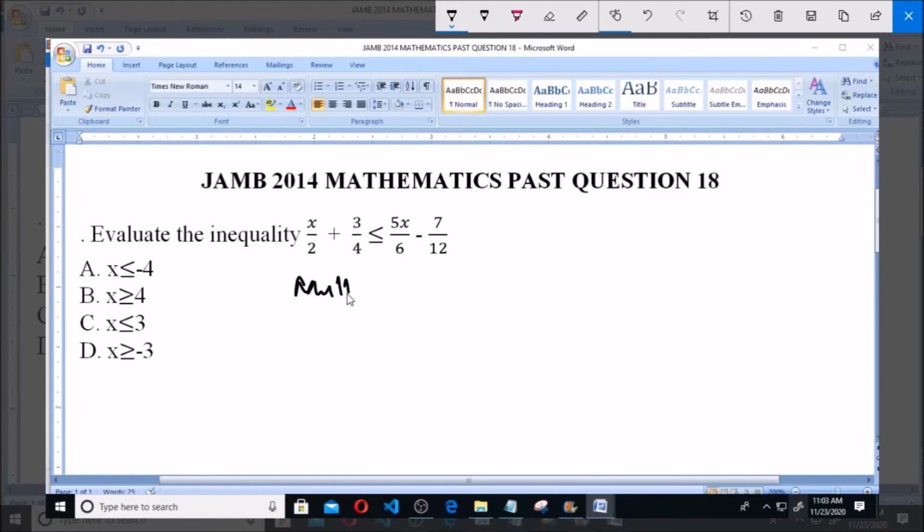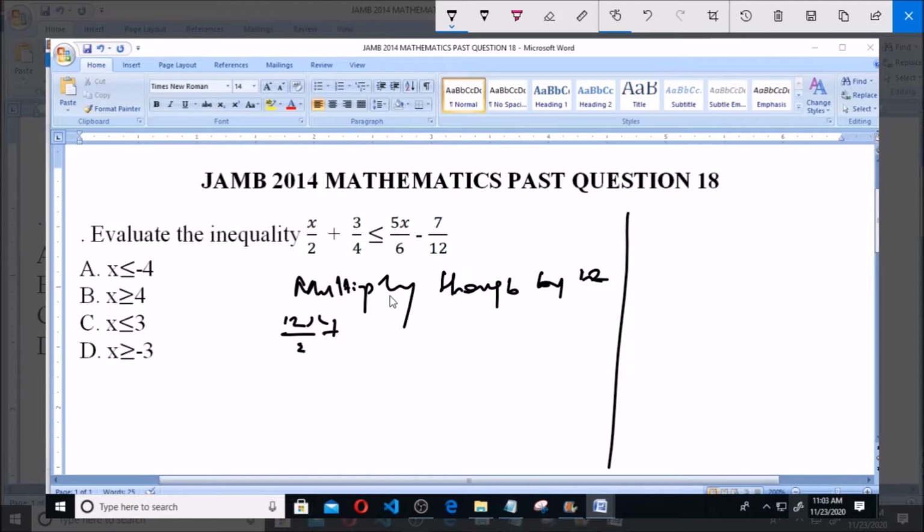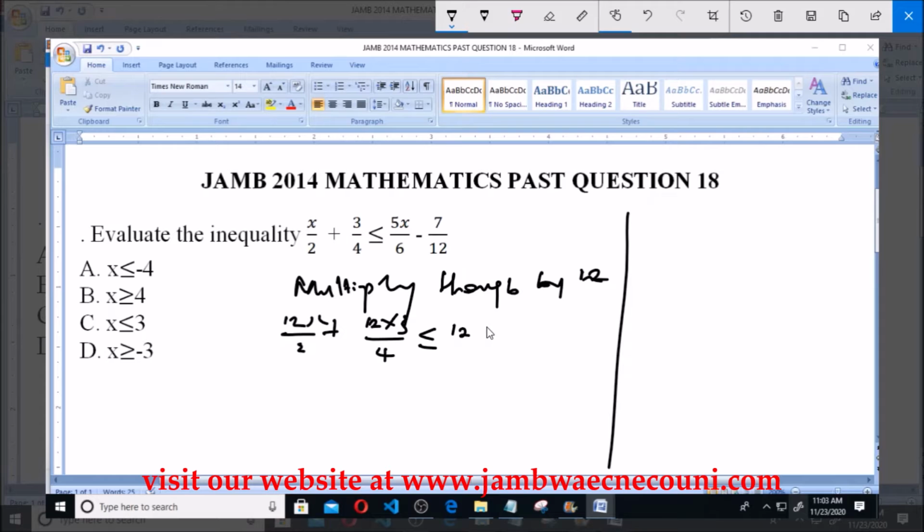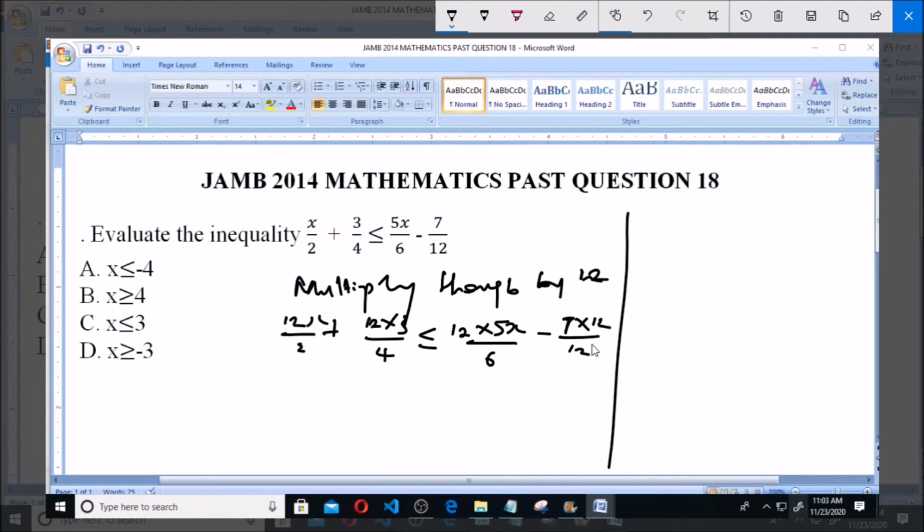Multiply through by 12. So when we multiply through by 12, we'll be having 12 times x over 2 plus 12 times 3 over 4 is less than or equal to 12 times 5x over 6 minus 7 times 12 over 12. Now from here we're trying to eliminate the fraction.